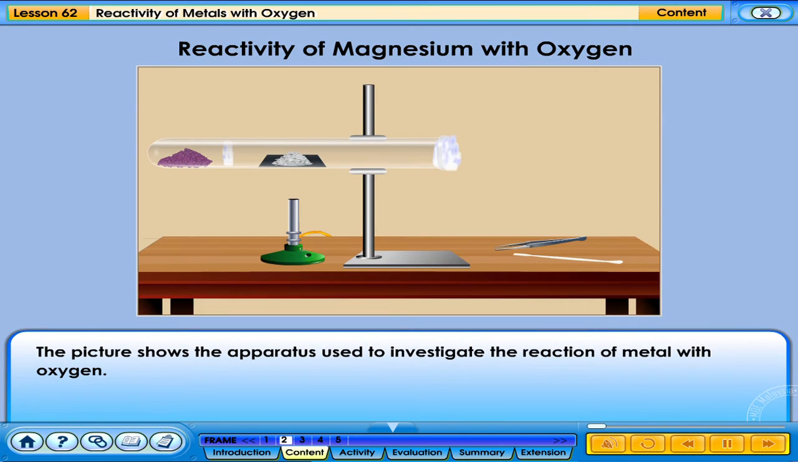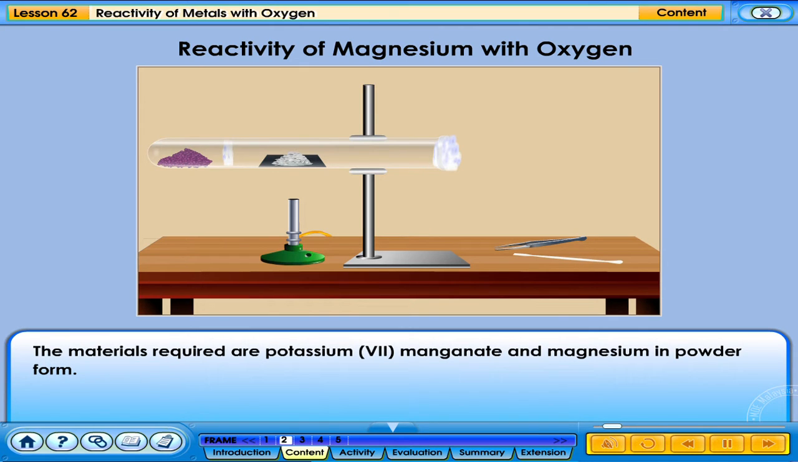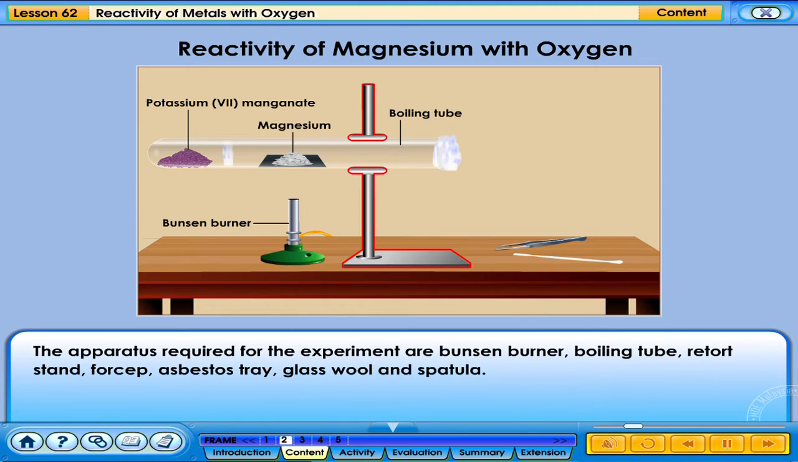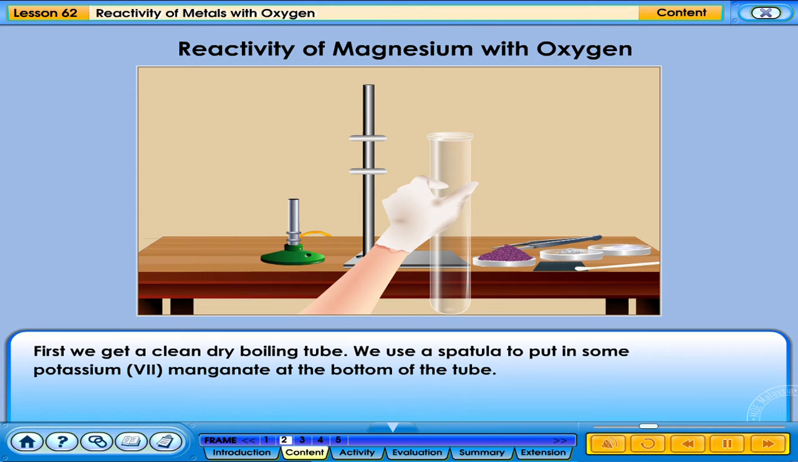The picture shows the apparatus used to investigate the reaction of metal with oxygen. The materials required are potassium permanganate and magnesium in powder form. The apparatus required for the experiment are Bunsen burner, boiling tube, retort stand, forceps, asbestos tray, glass wool and spatula. First, we get a clean dry boiling tube.